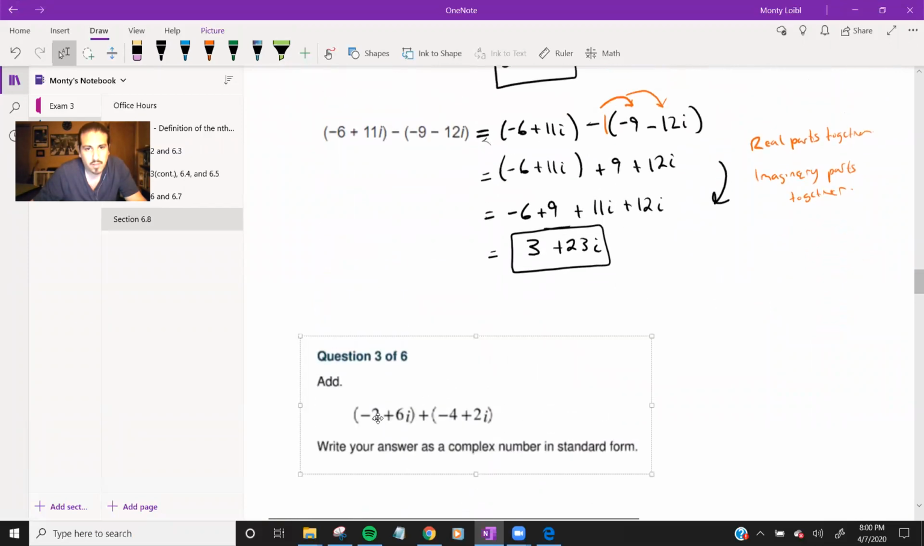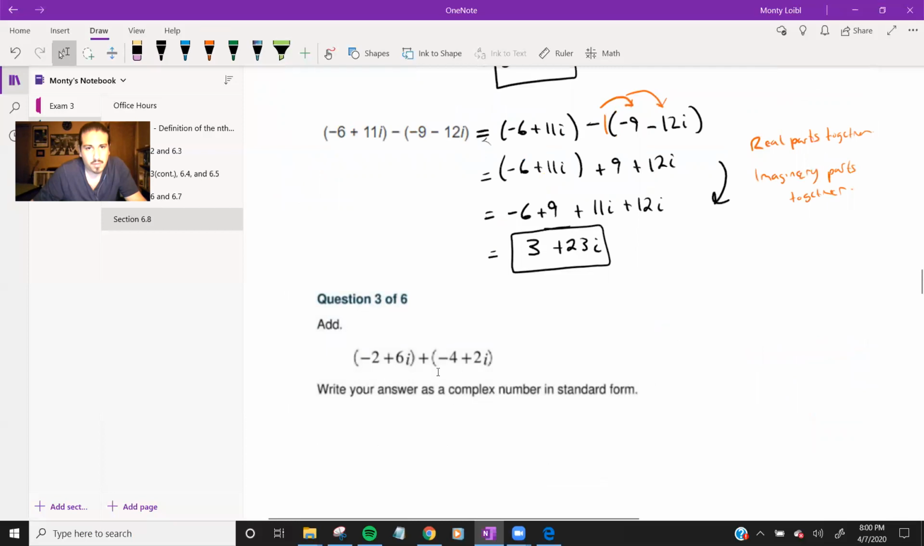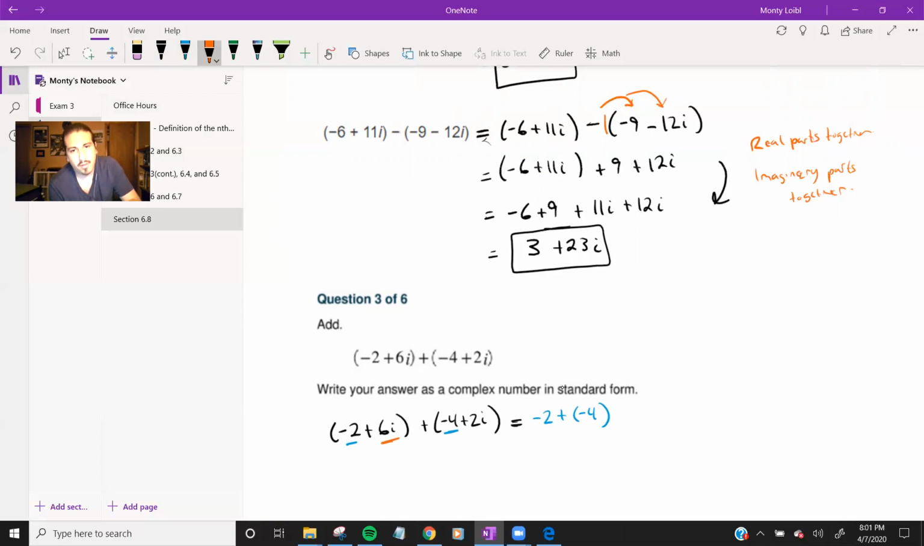Okay, so let's look at this example here. Again, this is like your third daily work problem. We need to add these two together. Well, what's nice is notice that it's already nice and simplified. We have no radicals we have to worry about. We just have our real and our imaginary part. So when we have something like this, we can recopy the problem down. So I want to combine my real together, so this is -2 plus -4. And then let's go ahead and do the imaginary part together.